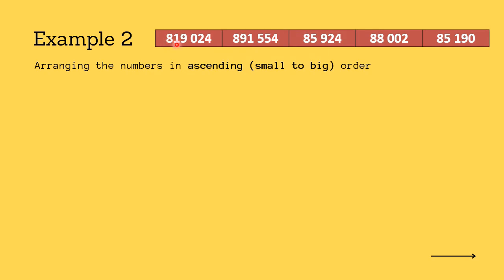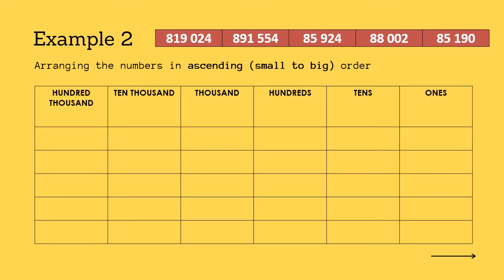Rewriting the numbers up here. Then here's our place value chart. It helps if you have a place value chart at the ready, so you can just rewrite these numbers in their correct place value, and you can compare them one by one without getting confused. So remember, we are arranging the numbers in ascending order from small to big.